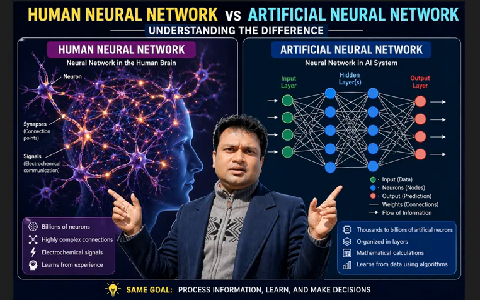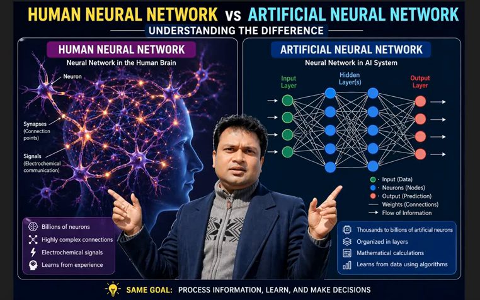Step 1. Input data enters the network. Step 2. Each connection has a weight which shows importance. Step 3. A bias is added for fine tuning. Step 4. An activation function decides whether a neuron should fire or not. Step 5. The data moves forward layer by layer. Step 6. The final output is produced.